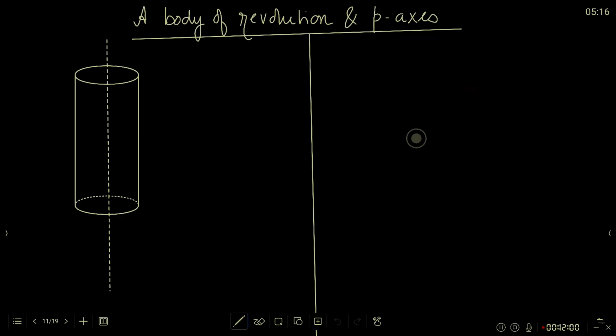Let's focus on this body of revolution, which is a circular cylinder. Circular cylinder, clearly this is a body of revolution. Now if you take a point A, anywhere, I don't intend to put A at the center of mass. I am putting A here, and I want to know the P axes.